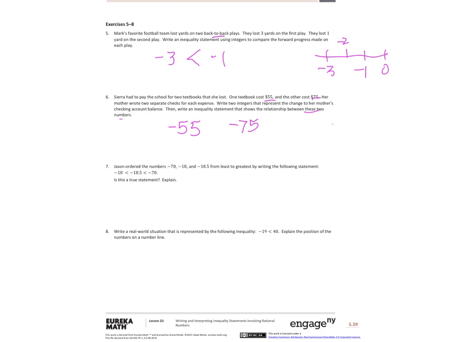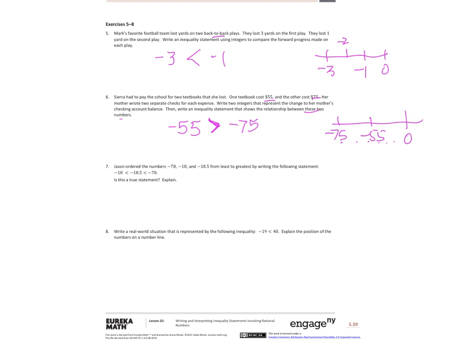And so on that number line, if here's 0 and here's -75, here's -55, I know that those numbers in the negative get smaller as I get closer to 0. So therefore, -55 is a lesser value than -75. I would rather have -55 taken from my account than -75. Less money reduced from my account.